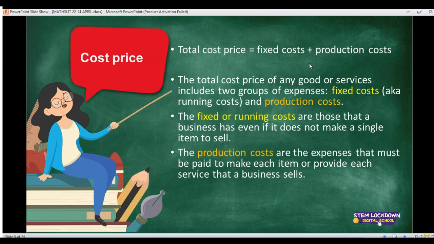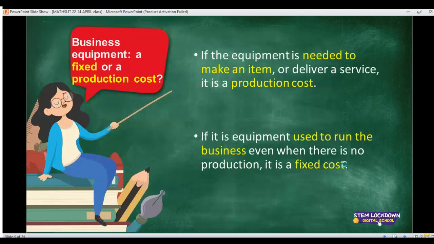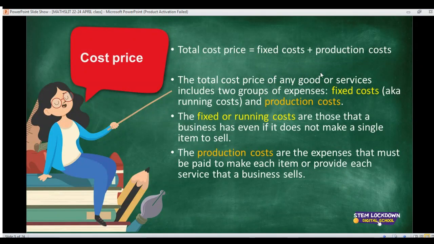So the formula we use is total cost price, I'm sorry, I moved too quickly there. Total cost price of any good or service includes two groups of expenses. There are fixed costs, which are also known as running costs, and then there are production costs. Fixed costs are those that a business has even if it does not make a single item to sell.